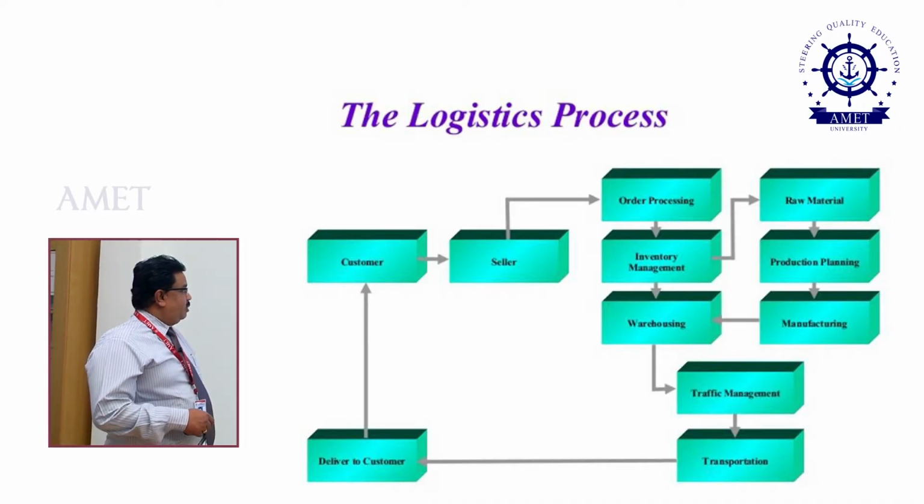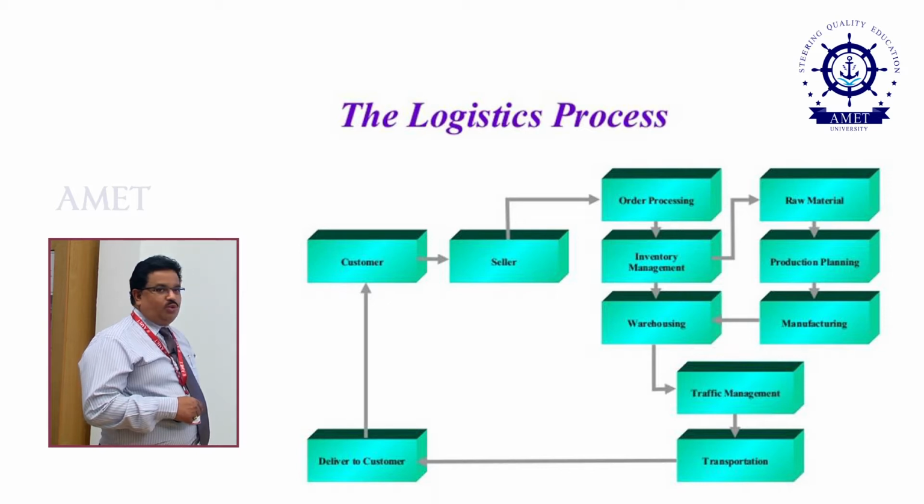Look at the logistics process. The first part of your logistics process is your customer. The customer is the person who consumes your product. He is the main person who is encouraging your market to customize your product, and then you hand over or deliver the product to the customer.